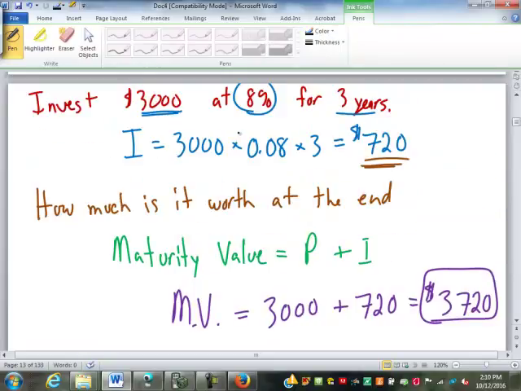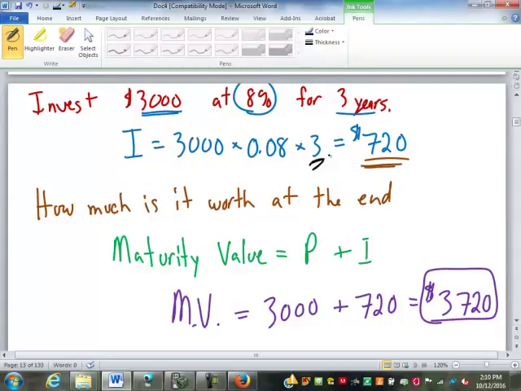Now this problem that we just did is not terribly practical because we went 3 full years without doing the interest. We calculated the interest for all 3 years all in one big chunk. And that's how simple interest works. It's all done at once.